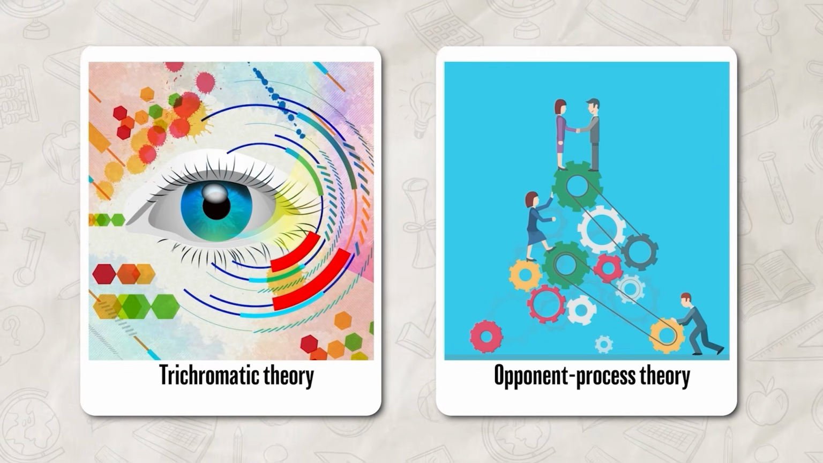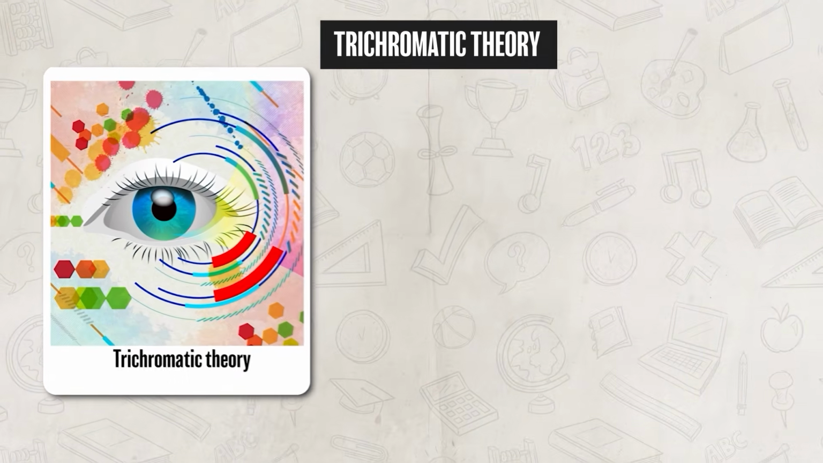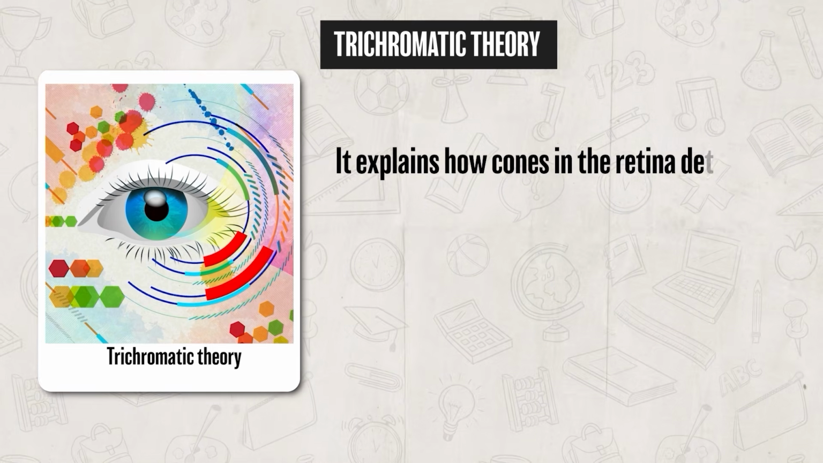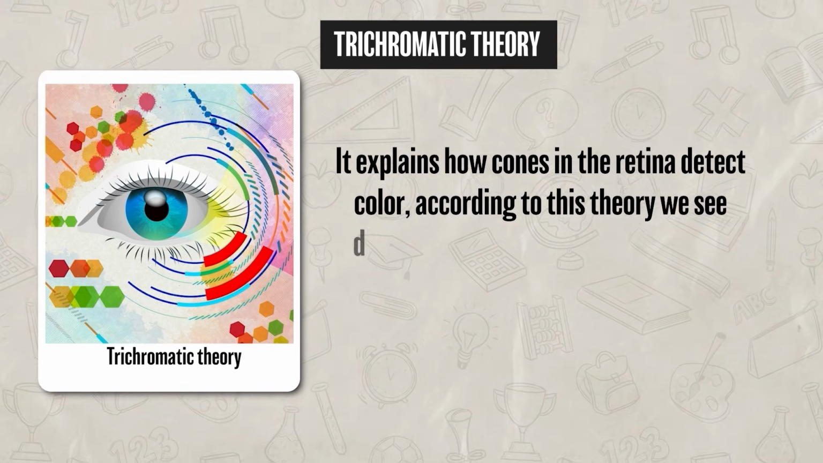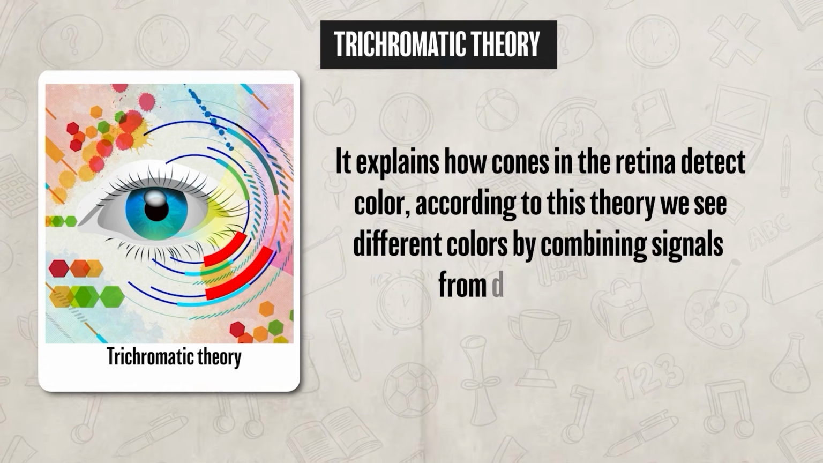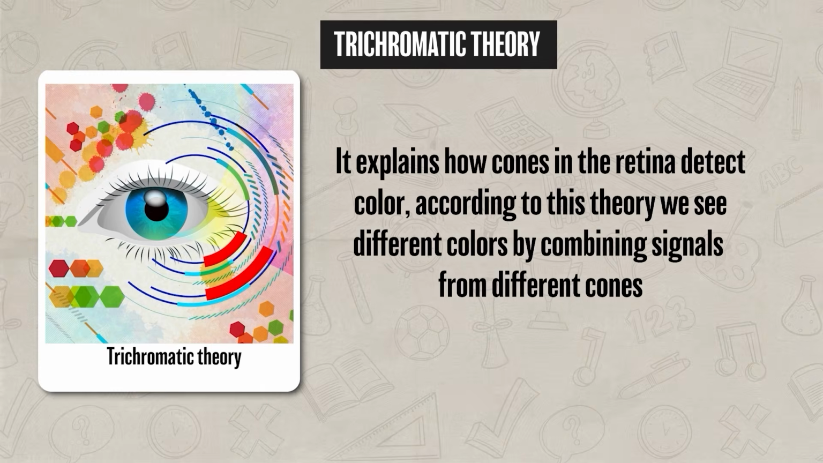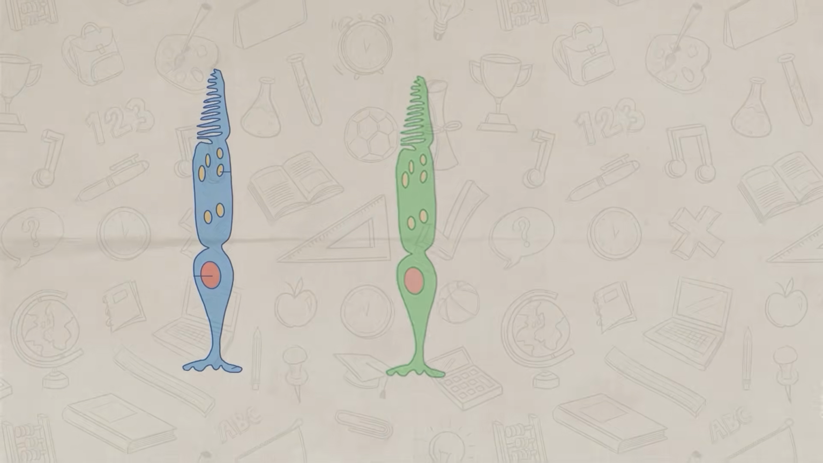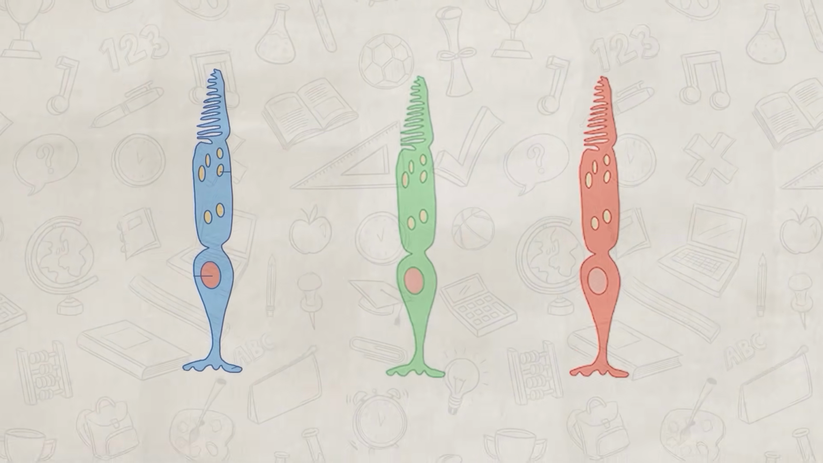Now we need to explore two color theories by reviewing the trichromatic theory and opponent process theory. The trichromatic theory explains how cones in the retina detect color. According to this theory, we see different colors by combining signals from different cones. Remember, cones are what allow individuals to detect color. People have three types of cones. Each are sensitive to different wavelengths of light.